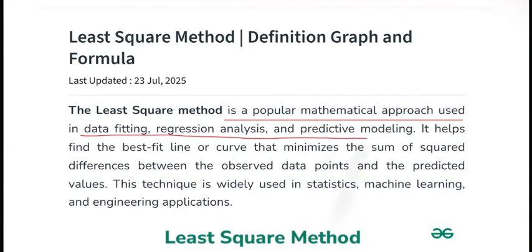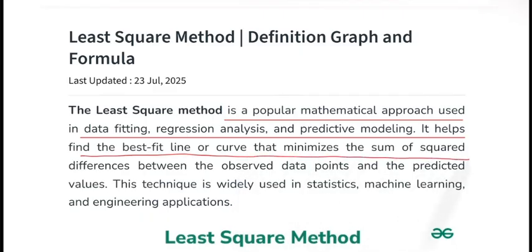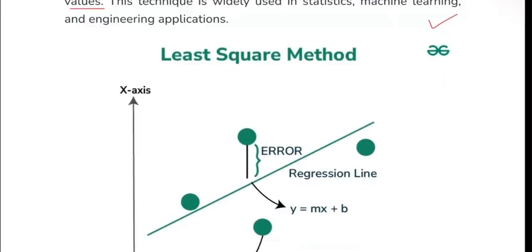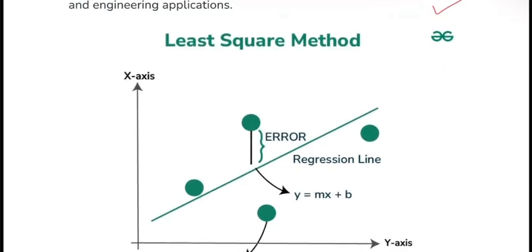used in data fitting, regression analysis, and predictive models, that is helpful to find the best fit line and the curve that minimizes the sum of the squares of the differences between the observed points and the predicted values. This technique is widely used in statistics and machine learning for engineering. So, this is the equation of the given line. Here, you can see, this is the regression line.